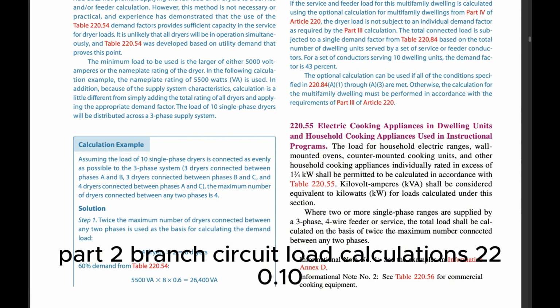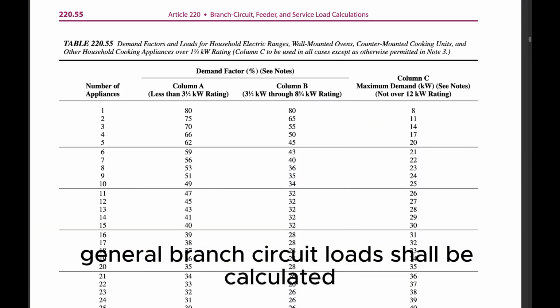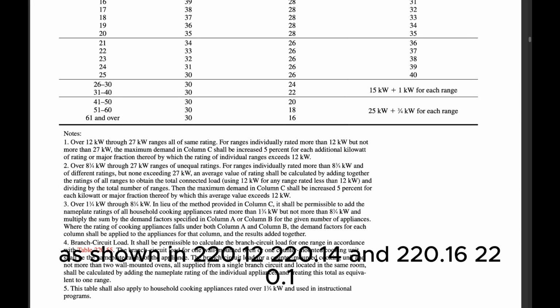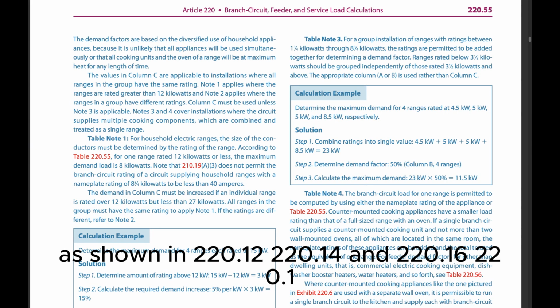Part 2. Branch Circuit Load Calculations. 220.10 General. Branch circuit loads shall be calculated as shown in 220.12, 220.14, and 220.16.